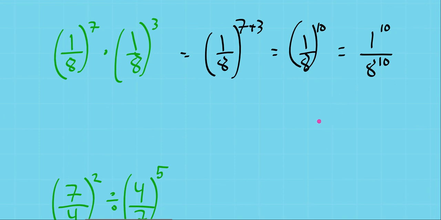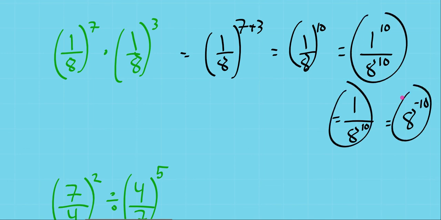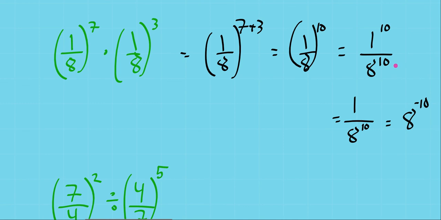8 to the power of 10 is going to be something huge. I don't want to write that out as a number. But 1 to the 10 is just 1, right? 1 to the power of anything is just 1. So 1 over 8 to the 10th power, or another way I could write this is 8 to the negative 10th power. This, and this are all acceptable endpoints for this type of problem.